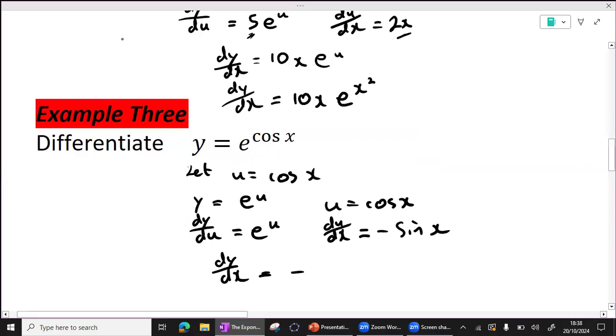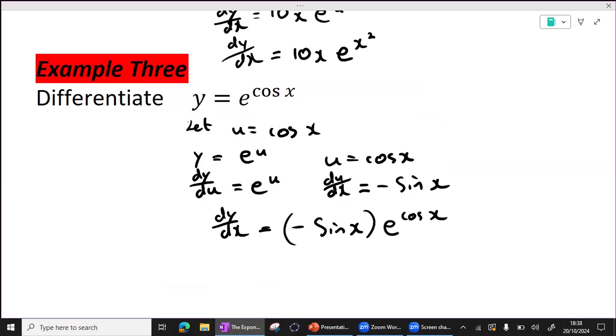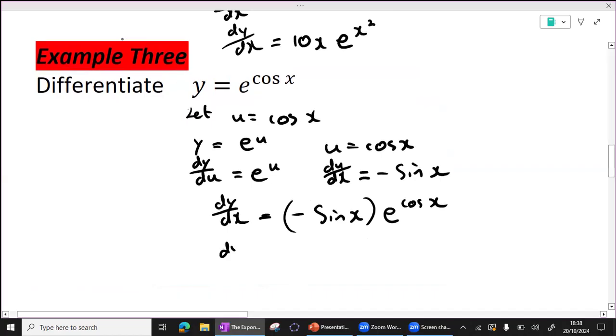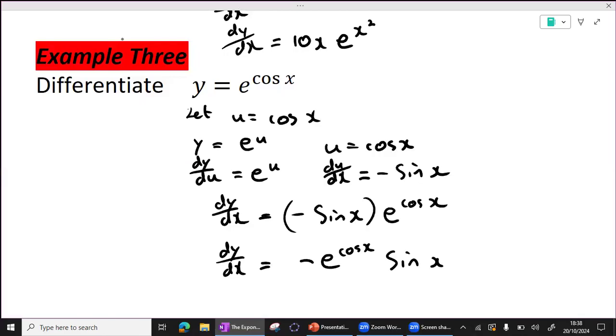So piecing it back together, I get minus sine x, and that's all times e to the u being cos of x. So it might be neater actually to write it as follows: minus e to the power of cos of x, and then times the sine of x. Okay, so that's that one.